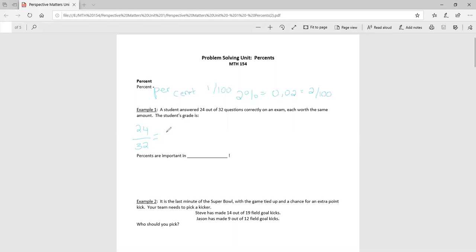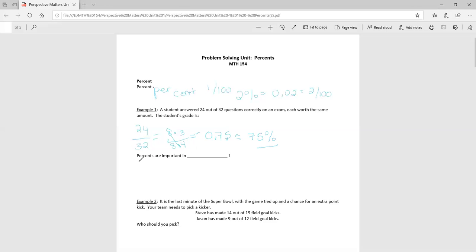So to reduce the fraction, 24 and 32 both have 8 in common. So 8 times 3 and 8 times 4. And then 3/4 is a pretty common fraction that we know is equivalent to 0.75. And then again, we're going to change that over, which is about 75%. So now you did a little bit better on that test. You actually have a 75% on it.